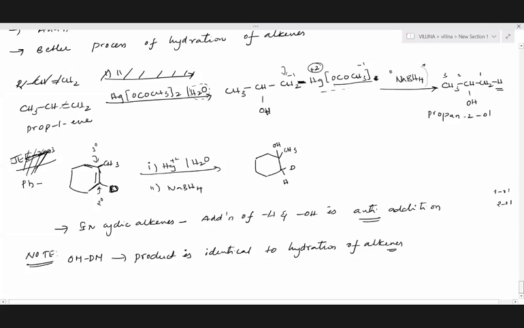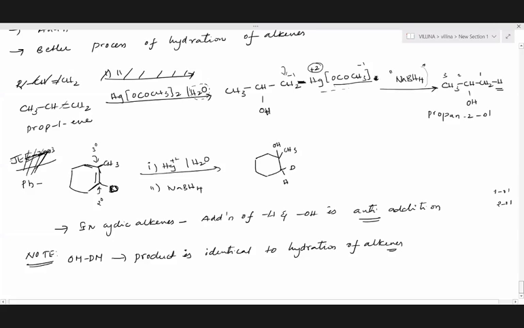The question also I have, I'll give you after I explain this part. So just as of now, just take down the points. So this is a better process for hydration when it comes to alkene. The reason also is there, I will let you know. Take down the model reaction first.